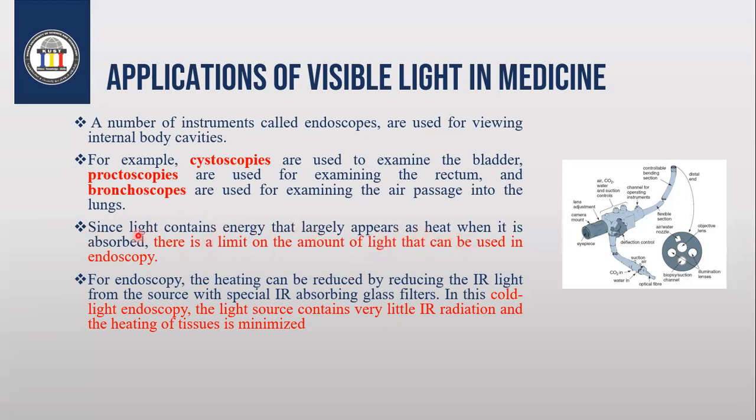There is a limit on the amount of light that can be used in an endoscope. We cannot use as much light as we want, because tissues can be destroyed by the heat. So what is the solution to this problem? The heating can be reduced by removing the IR from the source with a special IR observing glass. We said the source of the heat is the IR, so how can I remove the heat from the light?